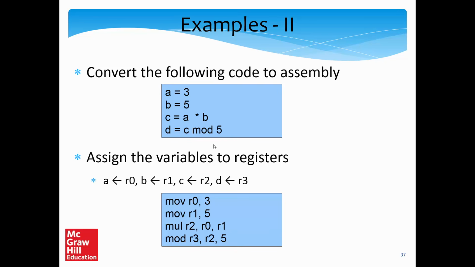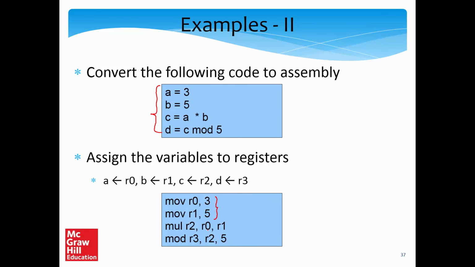So let's now take a look at one more example. A equals 3, B equals 5, multiply A and B and compute C mod 5. So again the first stage is to assign the variables to registers. R0 is mapped to A, R1 is mapped to B, R2 to C and R3 to D. So the first two statements are the same as what they were in the previous example.